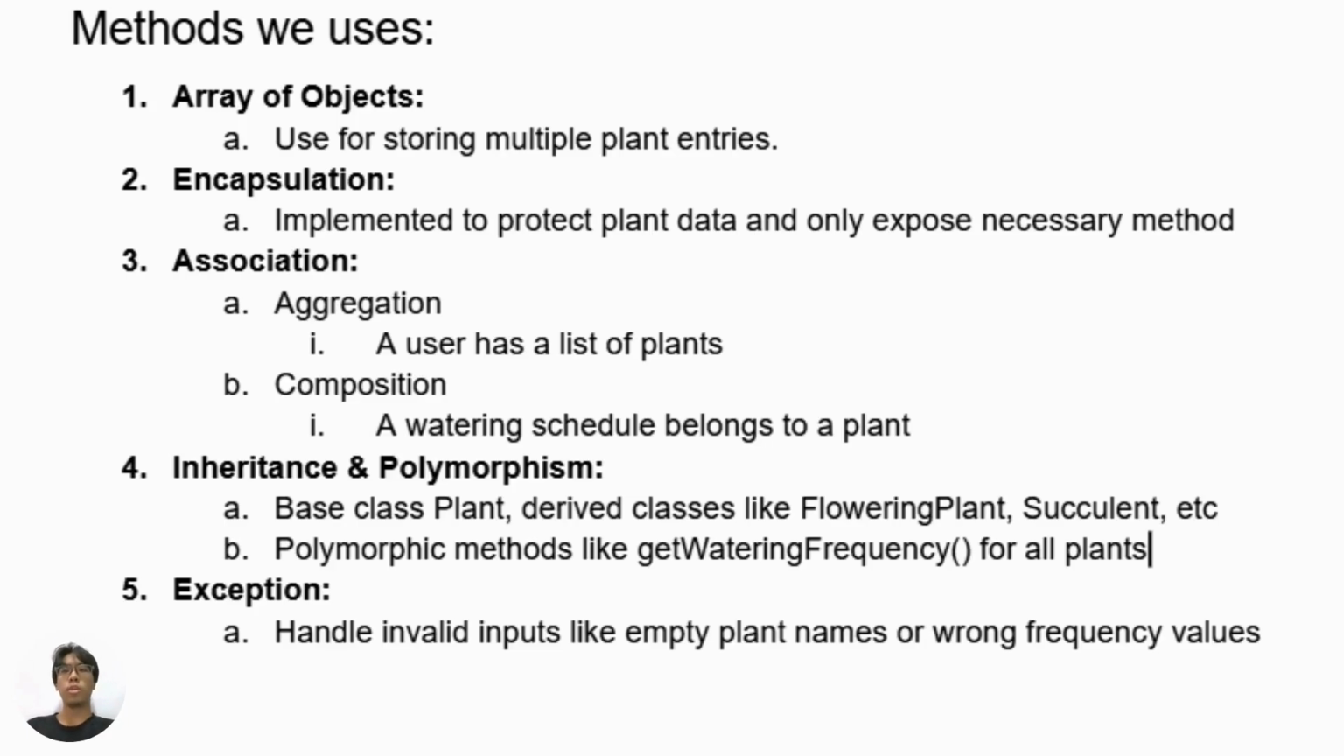So, for example, one user can have multiple plants, but one plant can only have one user. The next one is composition, where a watering schedule belongs to a plant. And the fourth method is inheritance and polymorphism. Inheritance is applied where the base class is plant and derived classes are like flowering plant, succulent, etc. And for polymorphic methods are like get watering frequency for all plants, where plants will have different watering frequency.